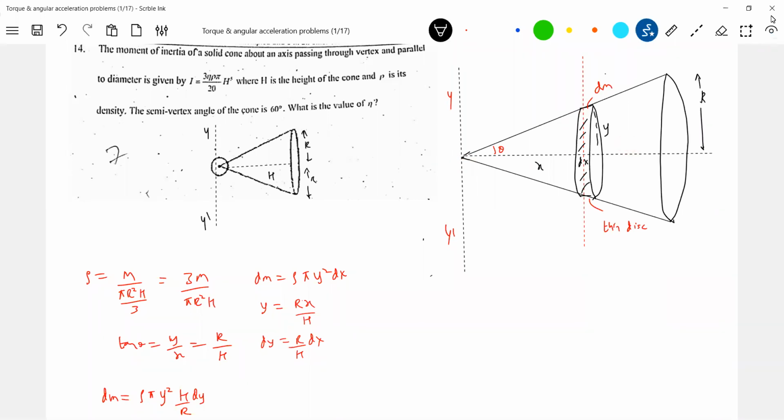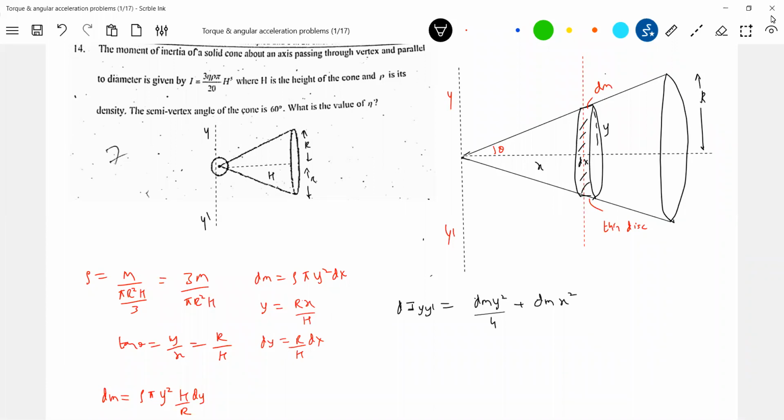So dI about y dash should be equal to, first about its parallel axis, dm y square by 4. Do you agree? About any diameter it is m r square by 4. What is the radius here? y square, mass is dm, and this is 4. Plus, at what distance is the thin disc we assumed? At a distance x, so x square. Now you can replace that x using this formula. Integrate this, you'll get the required answer.